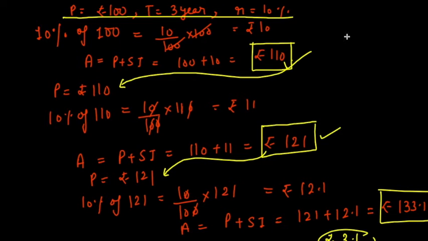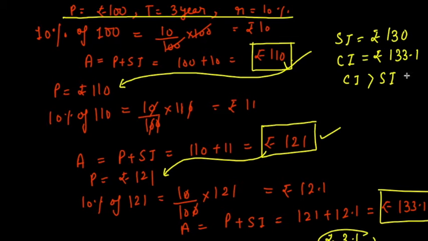So you can clearly see in simple interest it was coming out rupees 130, and with the same values when you have compounded it, it is coming out rupees 133.1. So compound interest is greater than simple interest here. It means compound interest is expensive as compared to simple interest, and all the banks and big companies charge compound interest. Okay. Now this was only for 3 years, so we did it step by step.